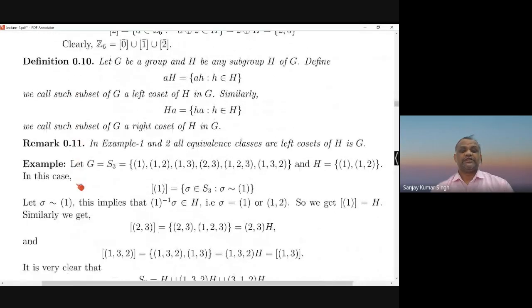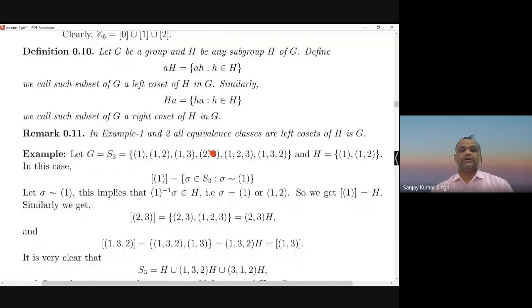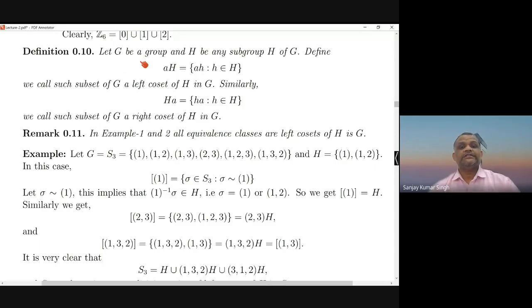Now some more definitions, and then I will connect the equivalence relation with these definitions. So far, any questions? No, sir. Okay.